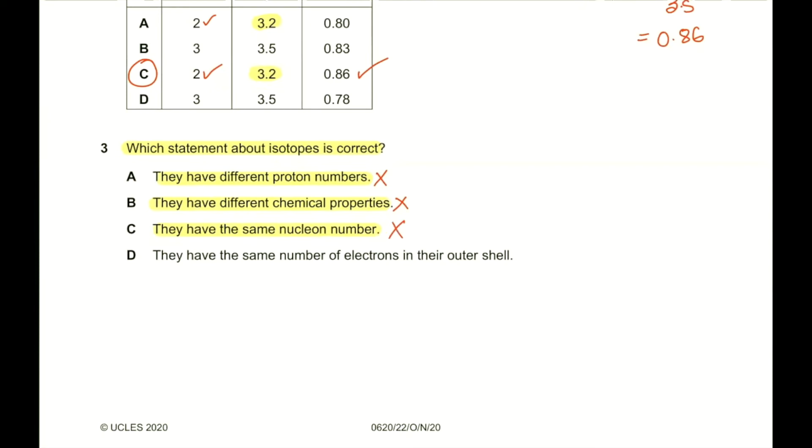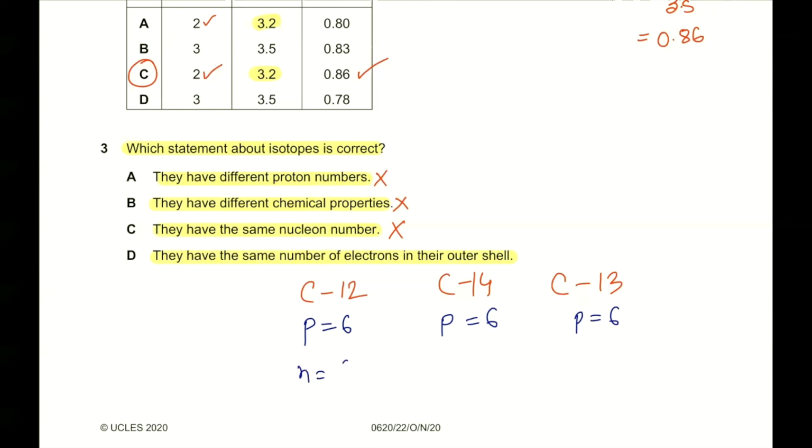Finally, D, they have the same number of electrons in their outer shell. So the same number of electrons in their outer shell, that is the correct statement. So guys, let me give you a demonstration. We have C12, then we have C14, and then we have C13. So in every case, the proton number is 6.